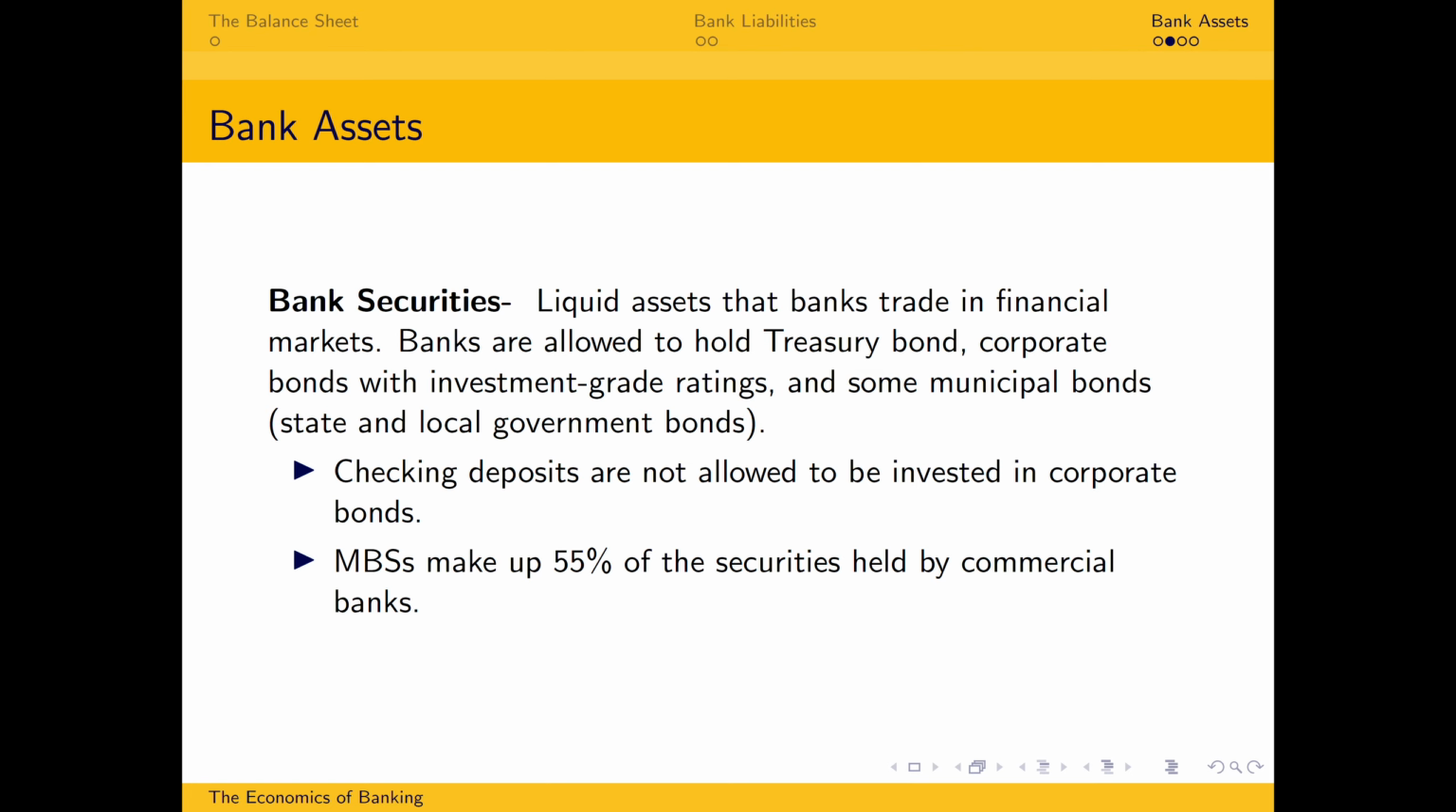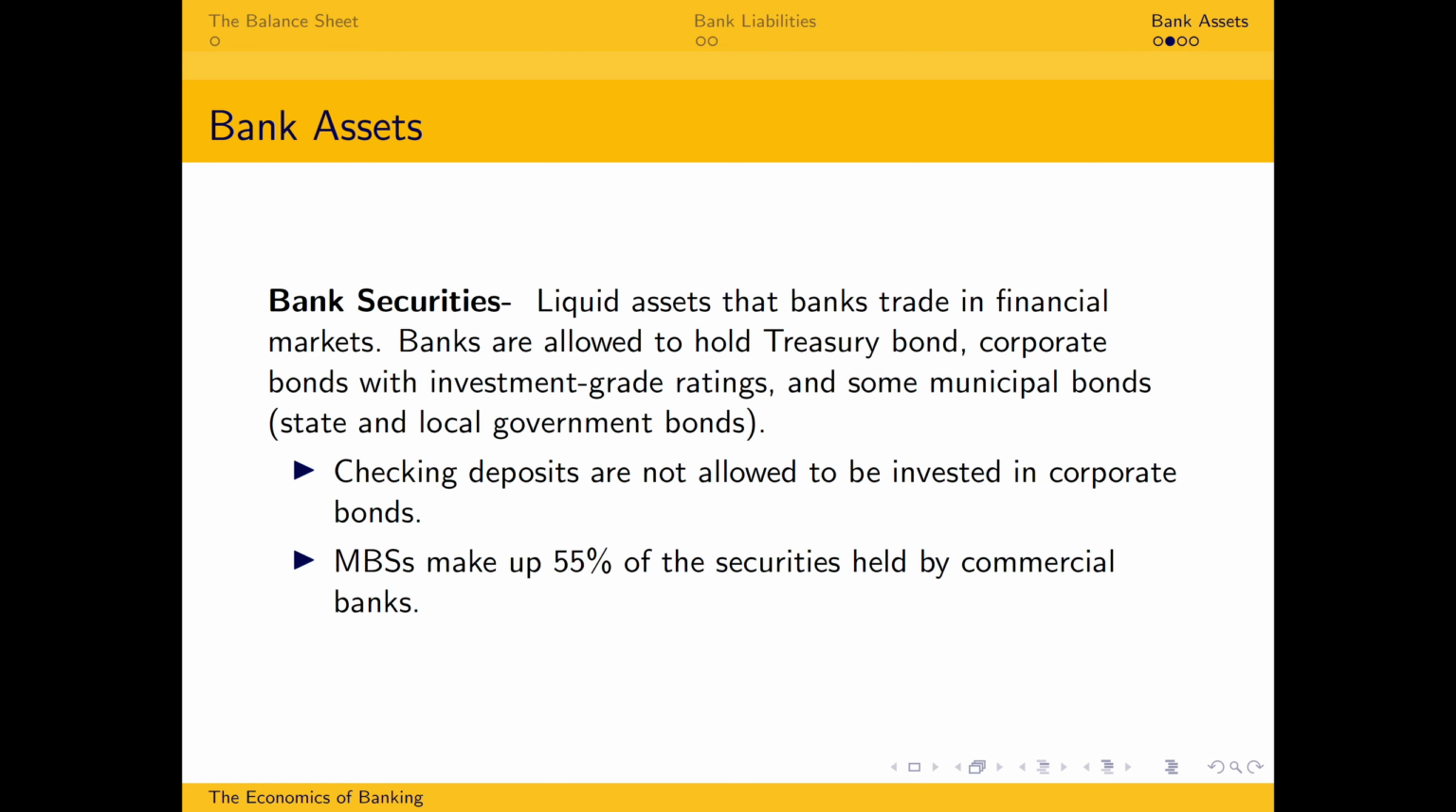So you're not going to have banks speculating on just really sketchy stocks. They're not going to be buying Bitcoin or whatever. These are all considered to be pretty safe investments. However, checking deposits, since they're more liquid for the depositor, are not allowed to be invested into corporate bonds because out of that list, corporate bonds are usually considered to be the most risky. And so there's very strict requirements on what commercial banks can do with deposits.